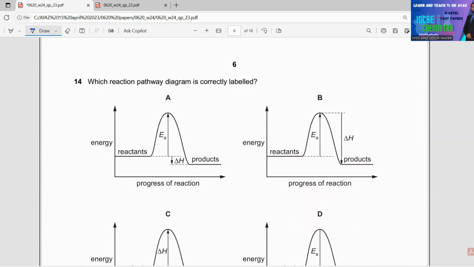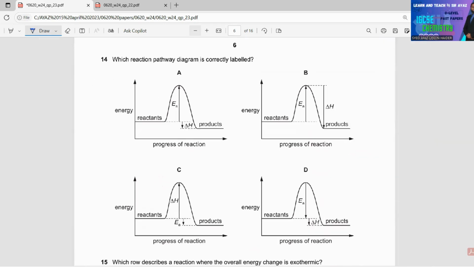Moving to the next MCQ, which is 14. Which reaction pathway diagram is correctly labeled? Let's check the first one, A. It's an exothermic reaction because the product is at the lower energy state. They have mentioned EA correctly. And delta H, they have also mentioned correctly, with the sign also. So A looks correct to me.